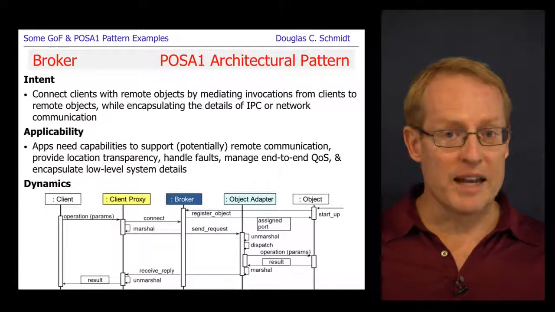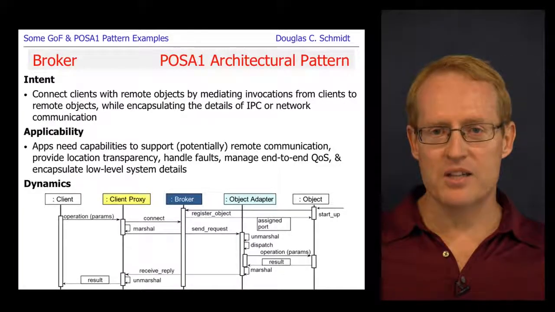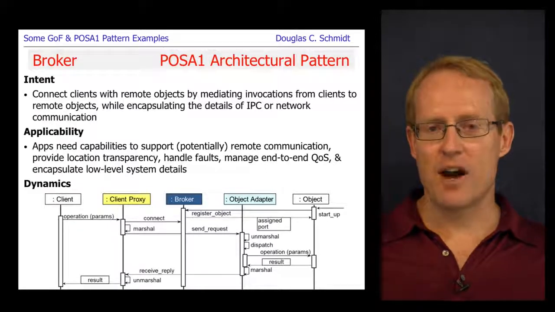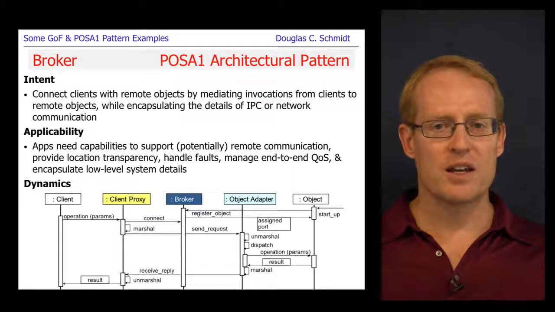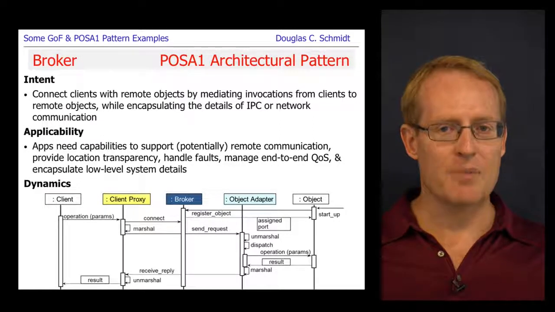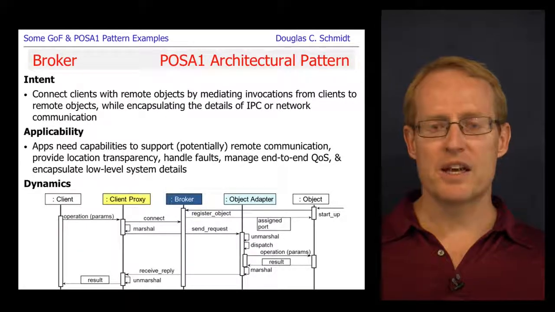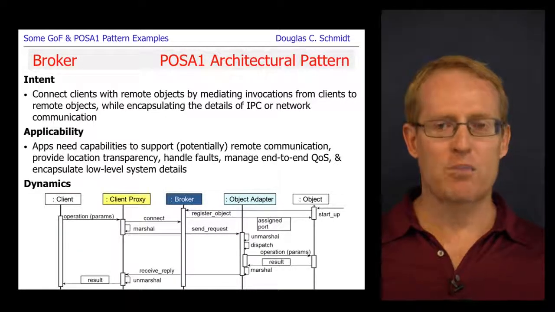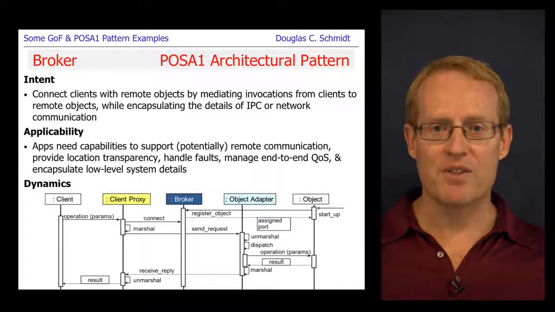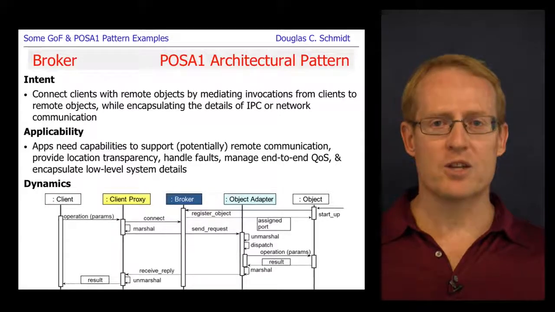Here's an example of some of the dynamics of the pattern. You can see that the object that wants to be accessed via the broker registers itself, and then somehow through a naming service, a location service, a client discovers the address or the object reference to this object. The client invokes the operation, some type of connection is typically set up, and the rest of the process takes place as we just described, with the broker doing the bulk of the heavy lifting to shield the application from the low-level communication concerns.